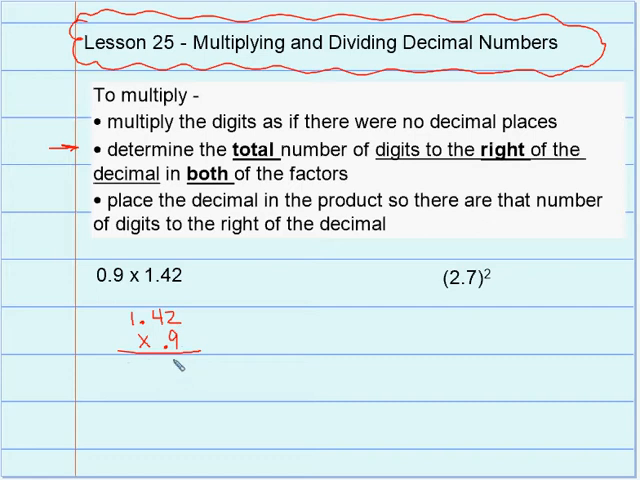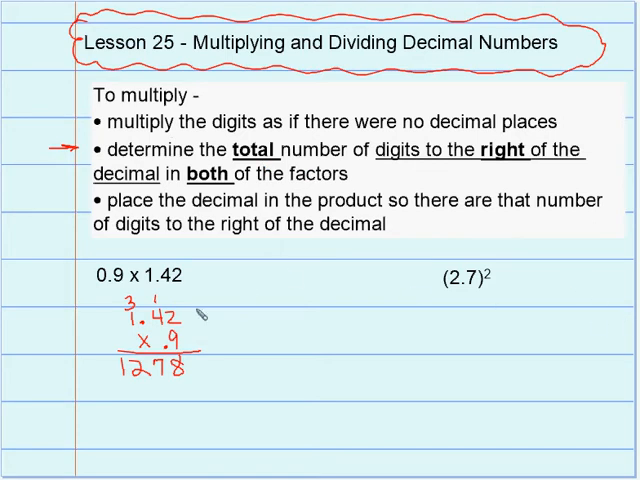So 9 times 2 is 18, 9 times 4 is 36, plus the 1, 37, carry the 3, 9, 10, 11, 12. Okay, notice I didn't put any decimals in. That's because I pretend they're not there until the end.